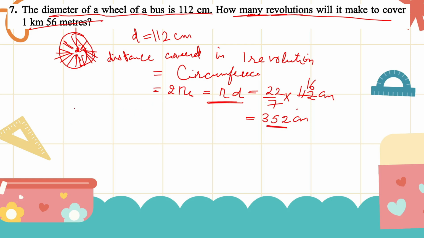Now what is the distance? The distance is in kilometers and meters, while your circumference came in centimeters. Obviously the quantity will be the same for dividing, because the number of revolutions, how many revolutions, we can find by division. This simple thing you understand by the statement only, but it should be in the same quantity, same unit, and it is not the same, so we need to change.